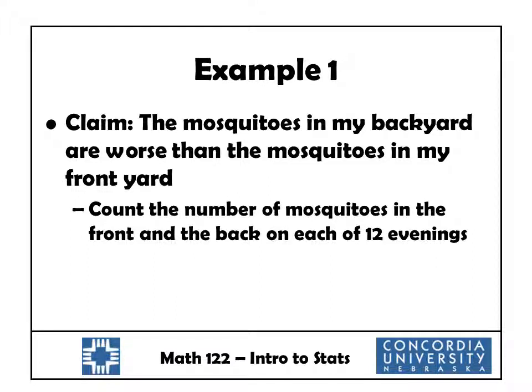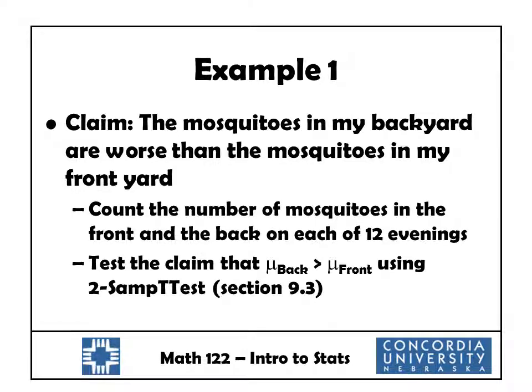So I go out 12 different evenings, I stand in the front yard, count mosquitoes, and then I go to the backyard and I count mosquitoes. And then I use that data to test the claim that the mean from the backyard is greater than the mean from the front yard using a two-sample t-test. That's what we did back in section 9.3. That data would seem to fit this.